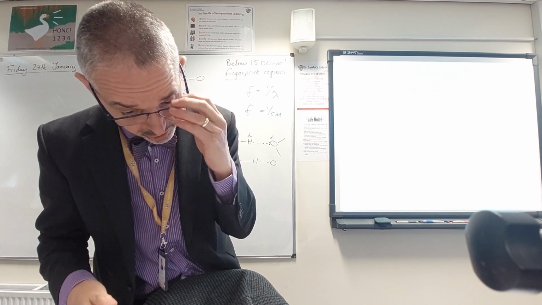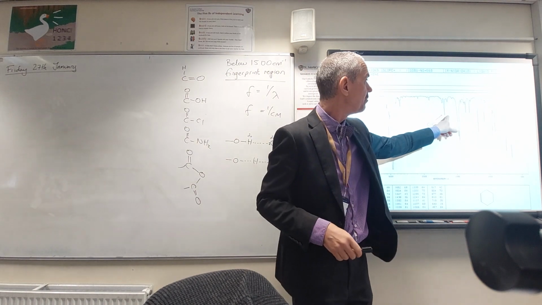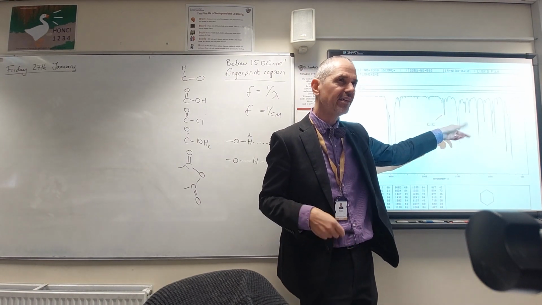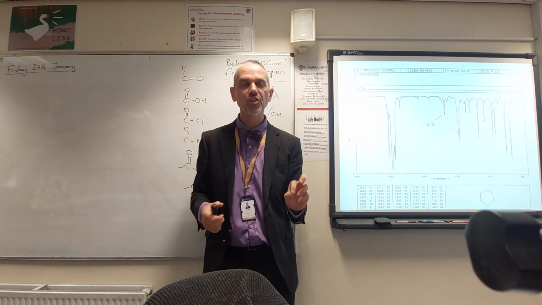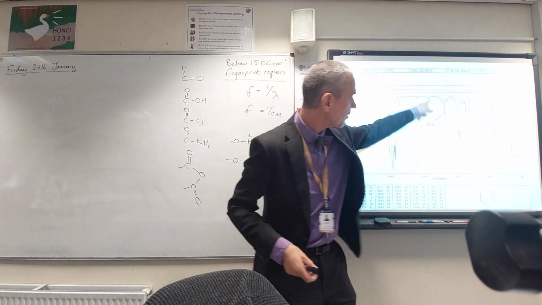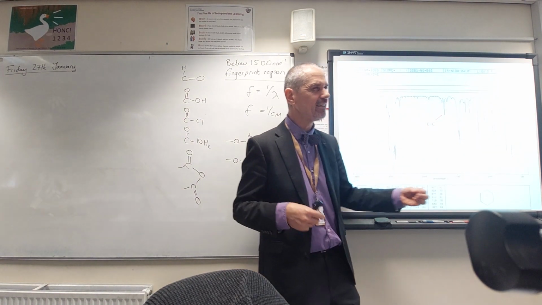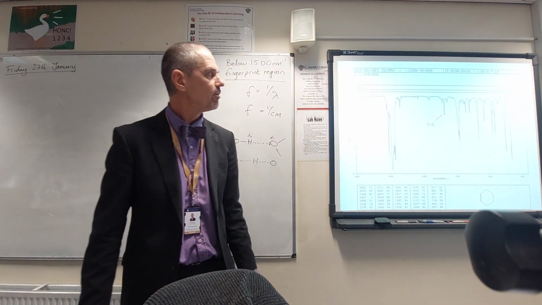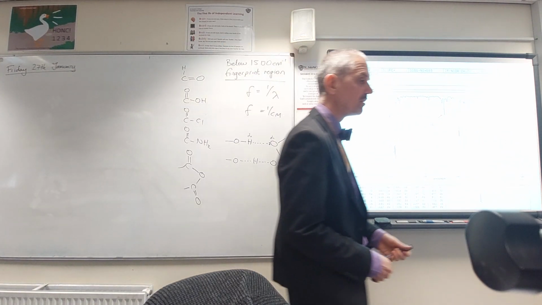That's pretty close to carbon-oxygen double bond. But you couldn't confuse the two in terms of look. Right, carbon-carbon double bond is small and sharp. Carbon-oxygen double bond would be right down here. It would be the strongest peak in the spectrum. So again, knowing what the peak should look like will help you identify it as well. So carbon-carbon double bond, small and sharp.